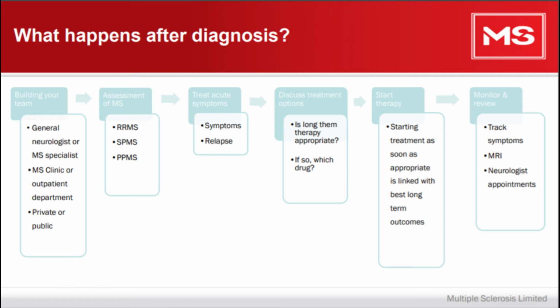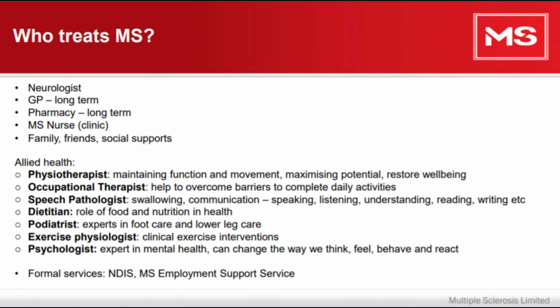So who treats MS? Who's involved? Well, a neurologist is the key person. Having a long-term GP is really important. And by long-term, what I mean is you can go and have an appointment and you don't have to say, oh, I've got MS and it's like this, and my last relapse was here and I'm treated using this medication, etc. If you've got a long-term relationship with your GP, then you can quickly start your appointment. For similar reasons, having a pharmacist who knows you and knows your medications can really help.